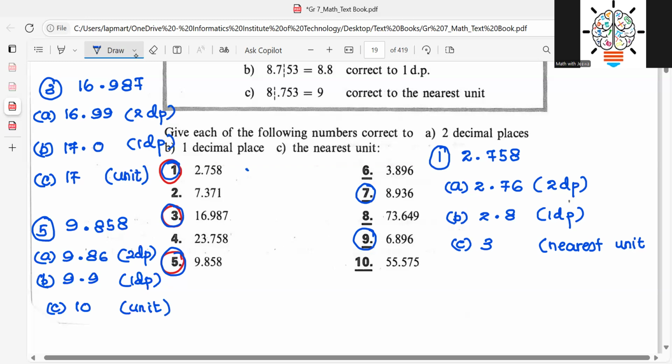Then question number 7, it is 8.936. Part A, 8.94, 2 dp. And part B, it is 8.9, 1 dp, because you don't have anything to add here. The 9 is in the first decimal place, and the next number is 3, which is less than 5. Therefore, we don't add anything.